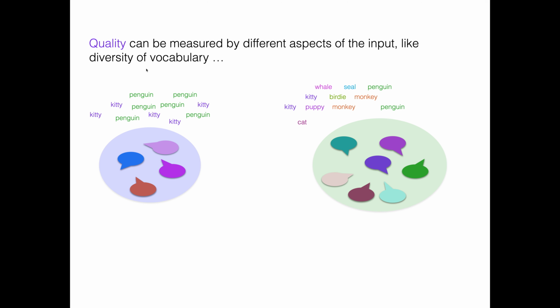For example, diversity of vocabulary. Maybe when we're talking about the domain of animals, you get kitty and penguin for lower SES, but you get a wider variety of animal names for higher SES speech. Kitty and penguin, but monkey and birdie and puppy and cat and whale and all the rest, right?